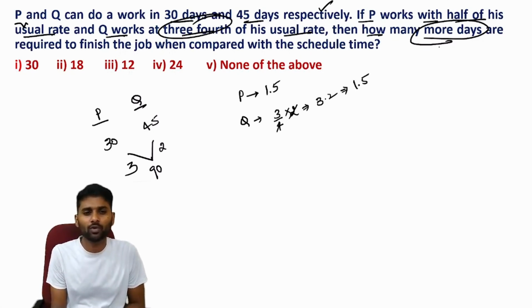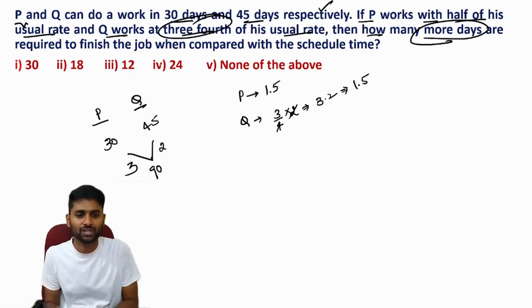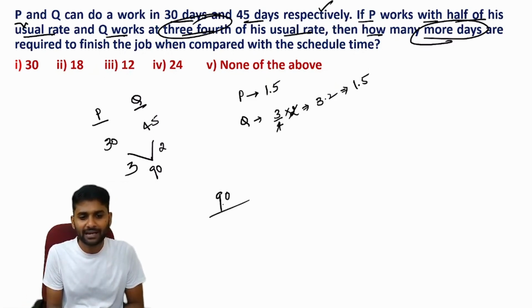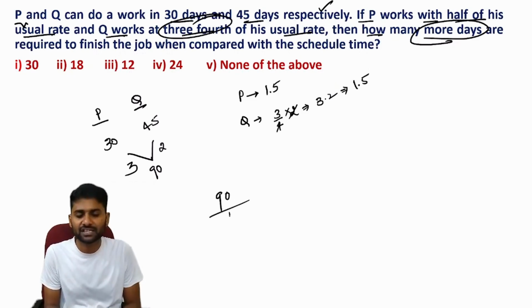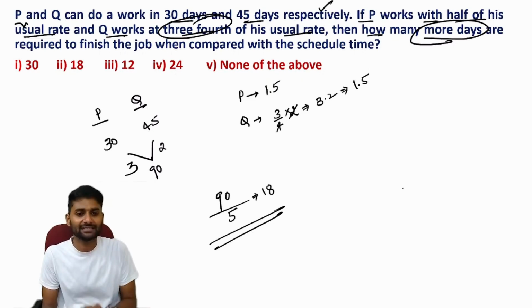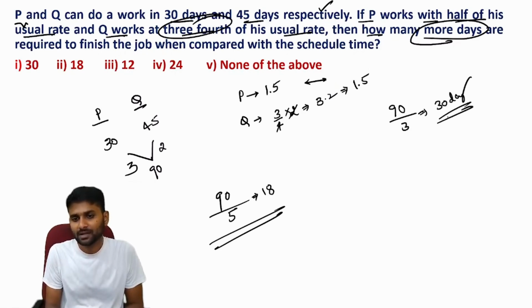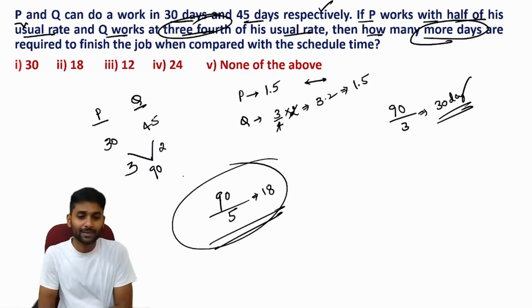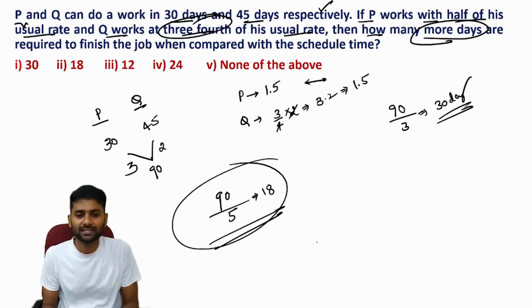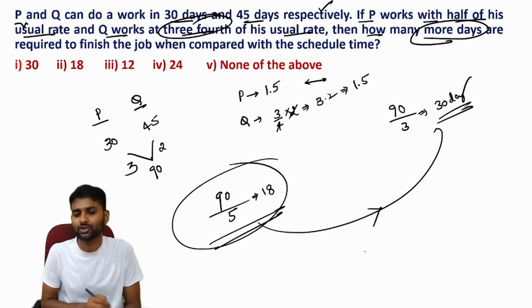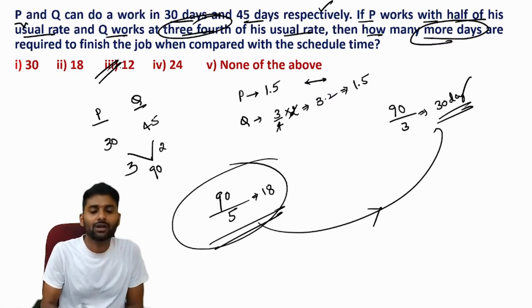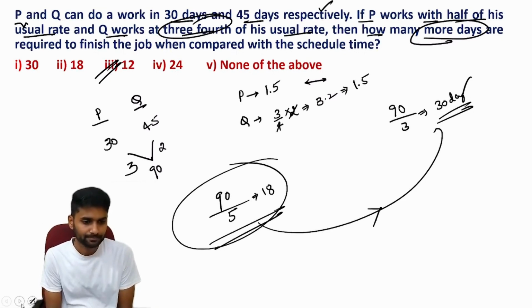Here the question: how many more days are required to finish the job when compared to the scheduled time? What is the exact scheduled time? 90 divided by the actual efficiency, which is 5 units. So if they work with actual efficiency, the work will be completed in 18 days. But they are reducing their efficiency. According to this efficiency, they are going to complete it in 30 days. So if they work with original efficiency, they will complete it in 18 days. They reduce the work efficiency, that's why the work is completed in 30 days. So compared to the original scheduled time, we need exactly 12 more days.